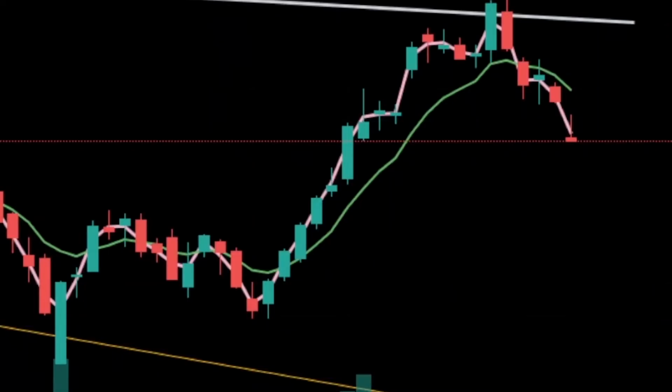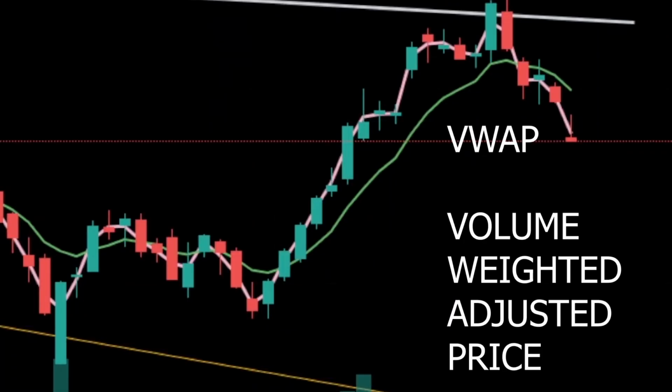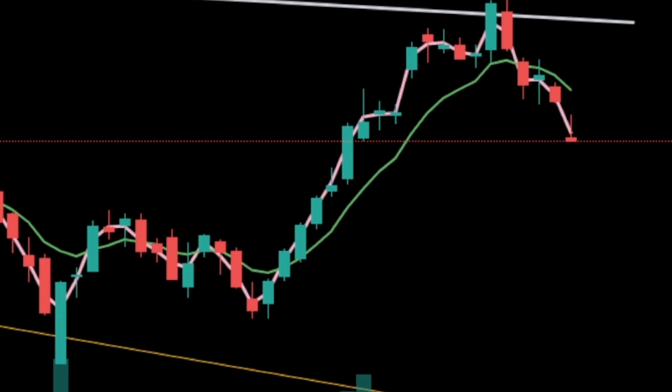Welcome back everybody. Today we're going to be looking at the VWAP. It is the volume weighted adjusted price. This is the price of the stock weighted against the volume of the traded stock.